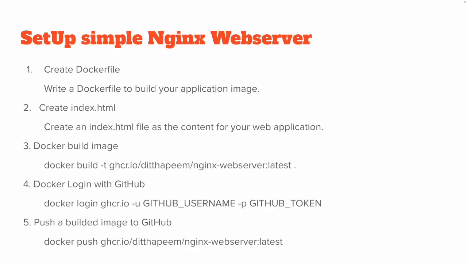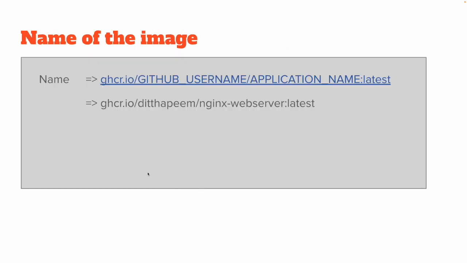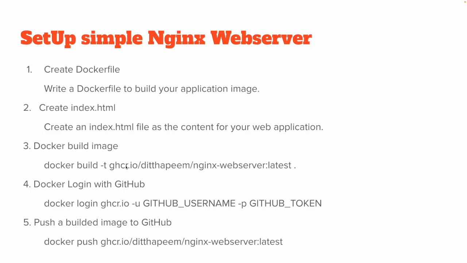So about the Docker image, this is just a demo. I already created a Dockerfile for building the application image, and a simple index.html, and then we're going to build the image. The thing that I said is that it has to be exactly the same as this: ghcr.io/your username, then your image name, and then the tag that you want.